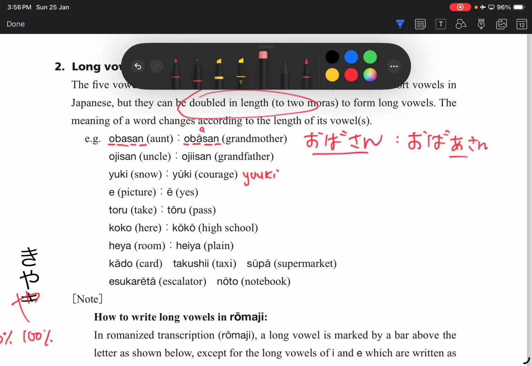So I just repeat again. A with a roof equals to double A sound. E with a roof represents double E sound. I with no roof, there's no roof, right? But double I means E sound. Then we have our O with a roof. This is OU sound, right? U with a roof, it simply refers to double U sound, right? So this is the long sound that we have here.